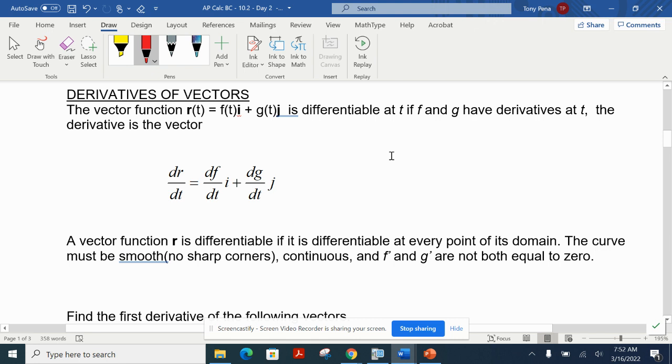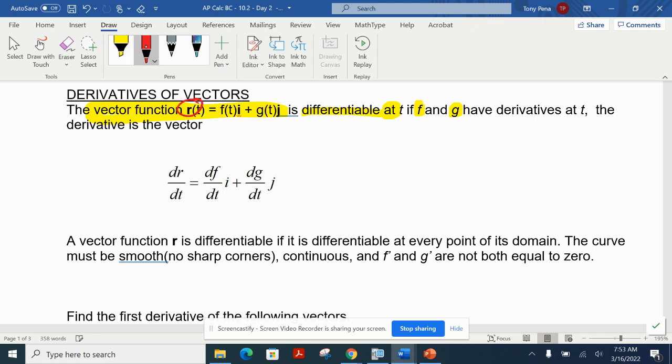All right, so we did limits. We did continuity. Next thing we did throughout the course of our year is the idea of a derivative. So we can also take the derivative of a vector. So if this vector function is given by this, all right, that is differentiable at any time if f and g have derivatives at those particular times. All right, if they do, then it's again pretty simple.